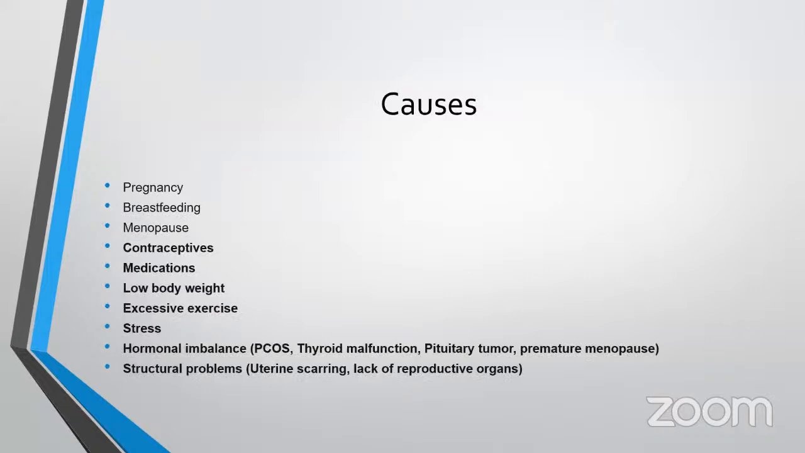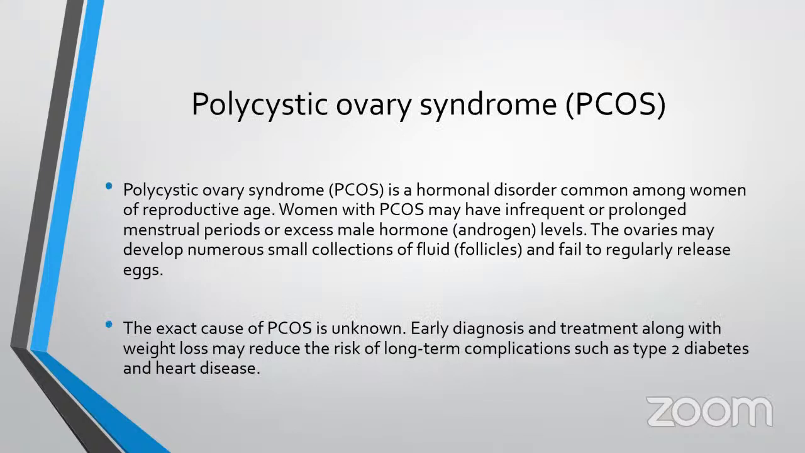The causes for amenorrhea are pregnancy, breastfeeding, menopause, use of contraceptives, and medications. If the body weight is too low, it could lead to amenorrhea, or excessive exercise, when you suddenly start exercising too intensely. Then stress, again hormonal imbalance, and sometimes structural problems in the uterus or in any of the reproductive organs. So we are briefly seeing a few conditions, and then we will see the yogic practices.